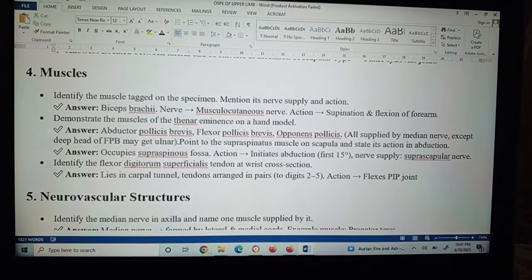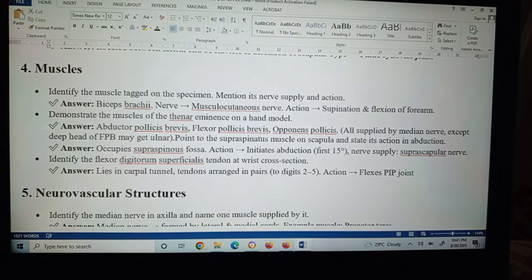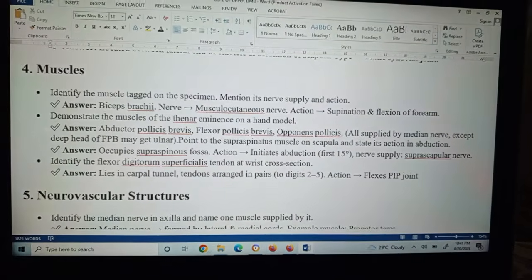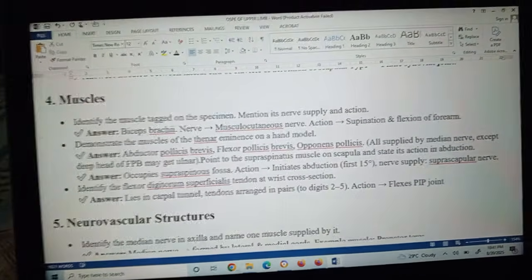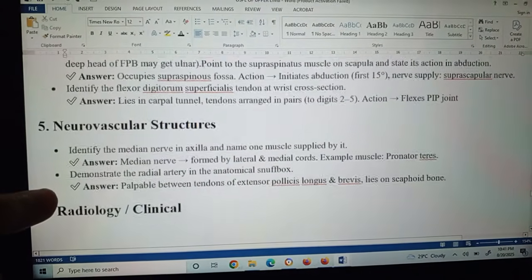Flexor digitorum superficialis tendons at the wrist cross section. It lies in the carpal tunnel. Tendons are in pairs to digits 2 to 5. Action: flexes at the proximal interphalangeal joint. PIP means proximal interphalangeal joint.